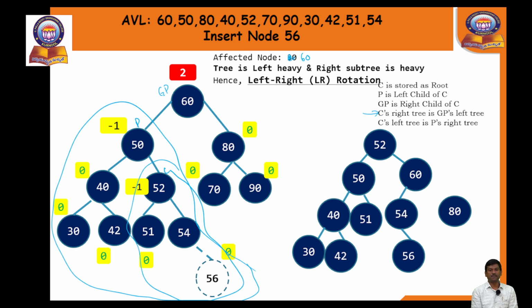And coming to C's left tree, that is node 52's left tree, that is 51, has to be attached to P's right tree. What is this P? That is 50. So to node 50, we are attaching the left tree of C. That is, 51 is placed to the right of node 50, and then find the balance factor. The remaining nodes remain the same because those are unaffected nodes. That is, node 60's right tree remains the same: 80, 70, 90 will be the right subtree of node 60.